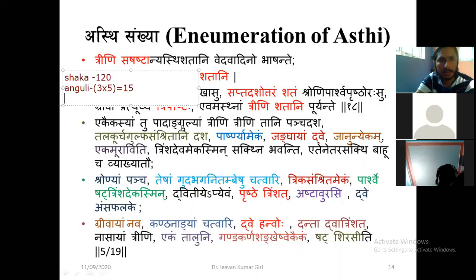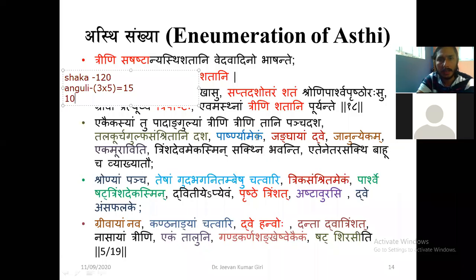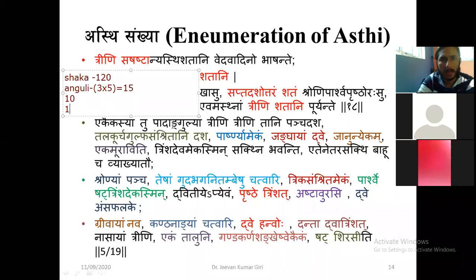Now see here. Next is Talakurcha Gulfa Samsritani Das. So the bones in the Talakurcha and Gulfa, the bones present there, are 10. Now next is the 10, the right side number here. Next is Pashnyam Ekam. In the Pashni there is one bone.